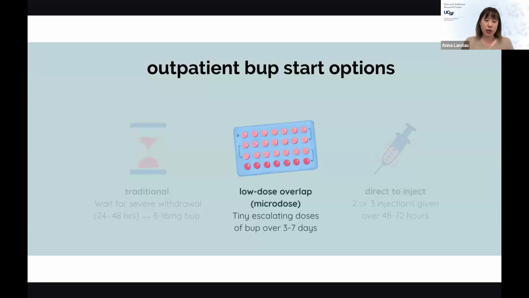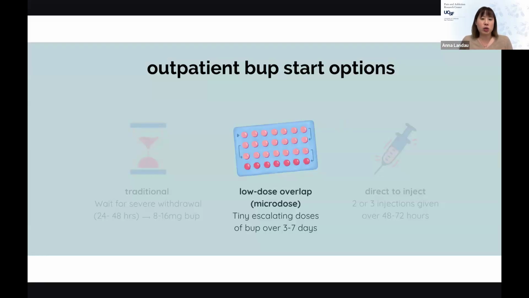The idea is that we give people a bubble pack of medications. We say, here's 7 days of medication, and each day you're going to increase the dose of buprenorphine that you get until you get to a maintenance dose. Most importantly, the part that is appealing to people is that it minimizes that risk of precipitated withdrawal, though there is some risk still.